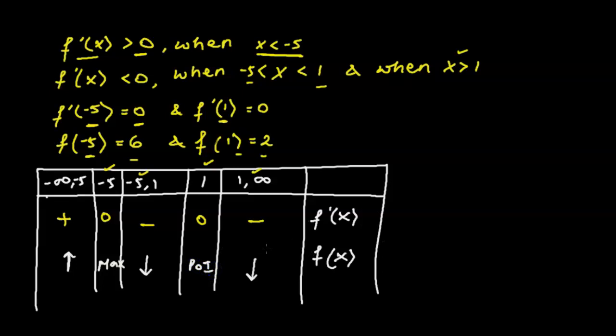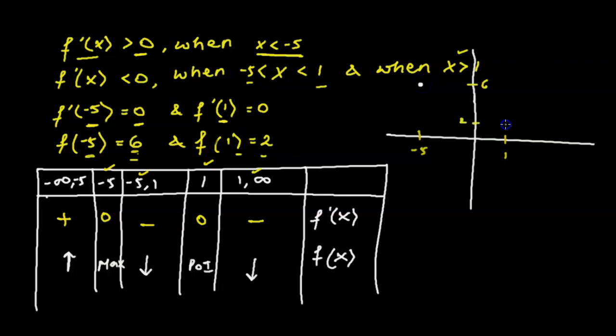Using all of this information, we will then sketch the curve. The first thing we always do is plot the critical numbers, -5 and 1. We would see a max at -5, and we are given the exact point where we would see the max, and that is (-5, 6). So let's say 6 is here. In that case, we would see the point here. For (1, 2), we would see the point here.